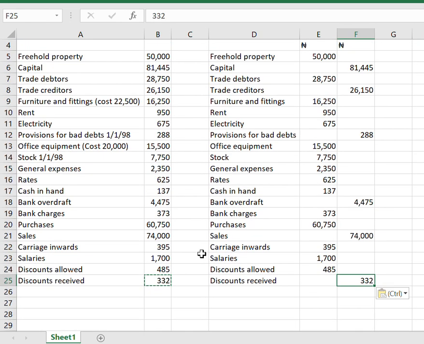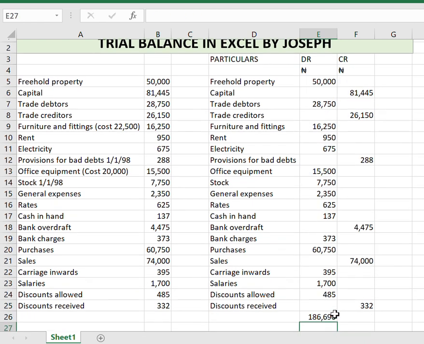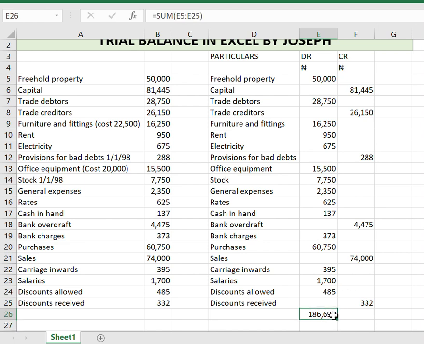Are you seeing? Then I just want to calculate the total of the debit and the credit side. So Alt equals is what I will do. I will select my data and use the sum function. Then I'll drag it. Are you seeing it? That means this is correct. And remember, the debit must be the same as the credit. So let me name this Total. So these are our answers now.